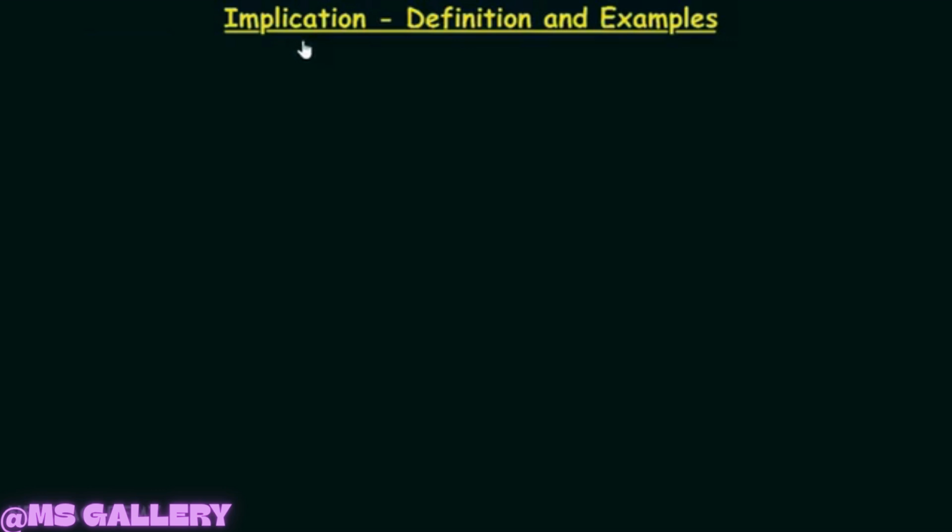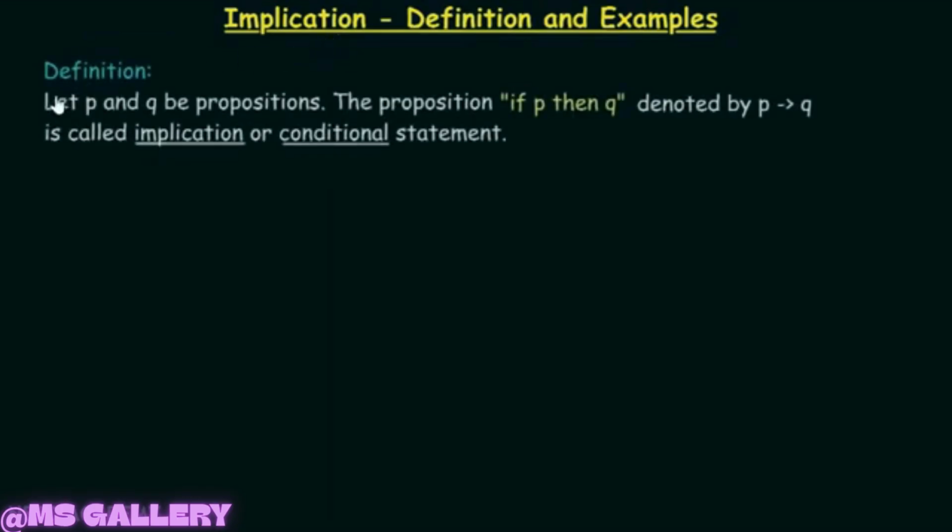In this presentation, we are going to talk about our next logical operator in propositional logic, that is implication. Now let's consider the definition of implication. What does it really mean? Let P and Q be two propositions. The proposition if P then Q, denoted by P implies Q, is called implication or conditional statement.